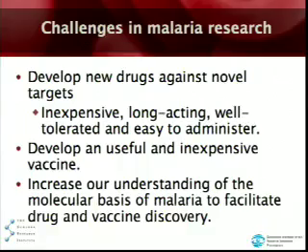So there are three major challenges in malaria research, according to me. One is to develop new drugs against novel targets, and again, these need to be inexpensive, long-acting, well-tolerated, and very easy to administer. We need to develop a useful and inexpensive malaria vaccine, preferably one that is able to actually prevent malaria. And we also need to increase our understanding of the molecular basis of malaria in order to facilitate drug and vaccine discovery.